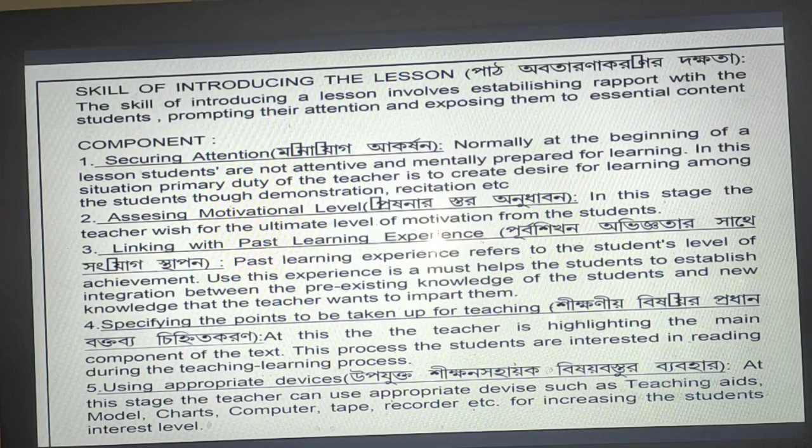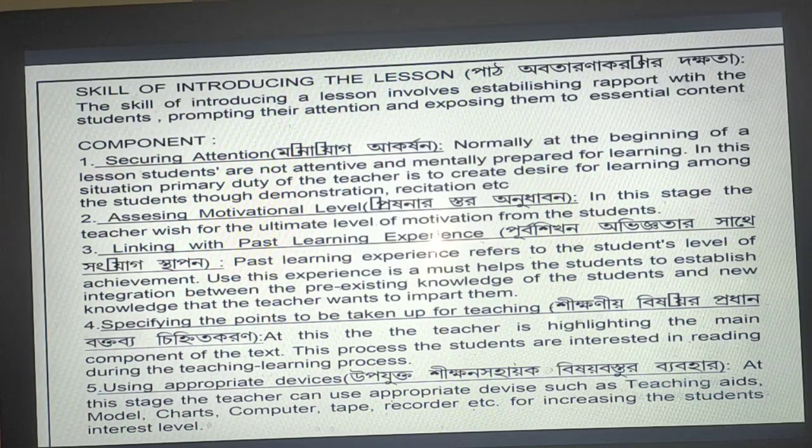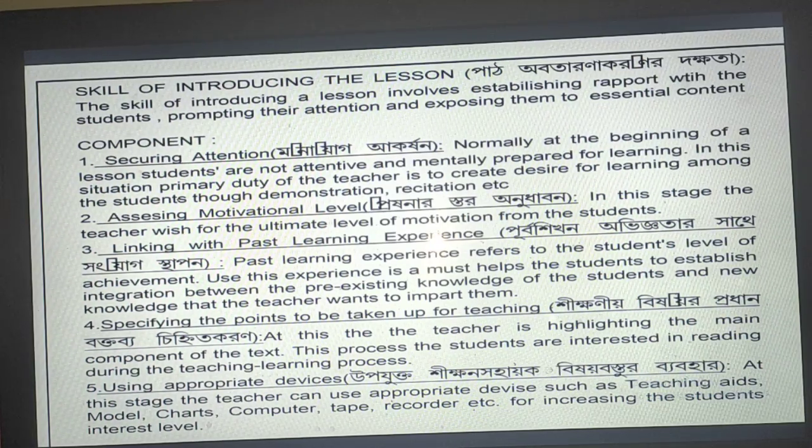Specifying the points to be taken up for teaching. Here the teacher highlights the main points of the topic. Next, using appropriate device. At this stage, the teacher can use appropriate devices such as teaching aids, model, chart, computer, tape recorder for increasing the student's interest level.